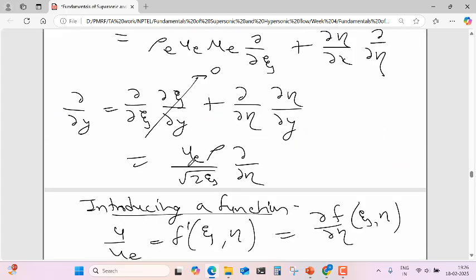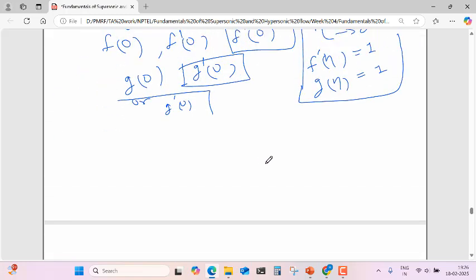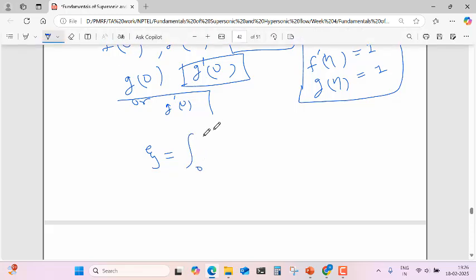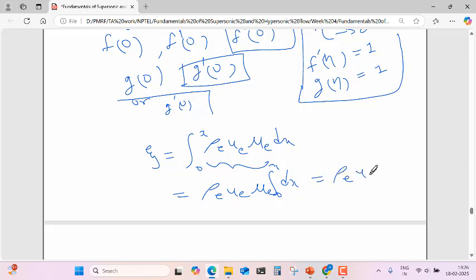This chi, for the flat plate, is given by the integration from 0 to x of rho e u e mu e dx. For the flat plate, these are constant, so we'll simply get rho e u e mu e dx from 0 to x, which will be equal to rho e u e mu e into x.